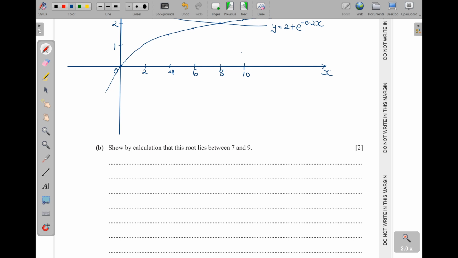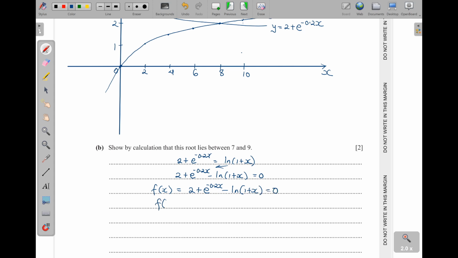So what you can do, you bring everything onto one side. We have the equation 2 plus e to the power of negative 0.2 of x, which is equal to the natural log of 1 plus x. You can choose to bring all the functions onto one side. So I will have this, then minus the natural log of 1 plus x, which is equal to 0. That means my function in terms of x is 2 plus e to the power of negative 0.2 of x, then minus natural log of 1 plus x, which is equal to 0.